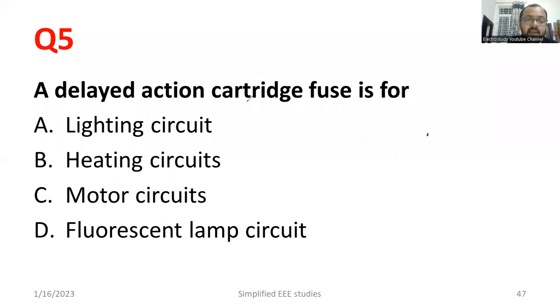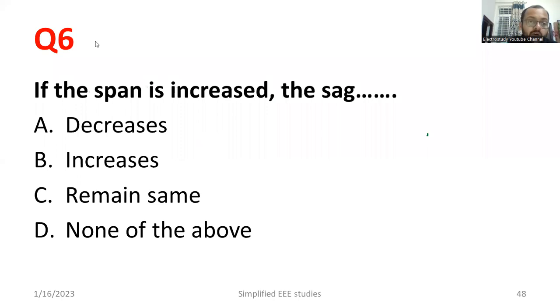A delayed action cartridge fuse is used for. A delayed action, remember. If I talk about motor circuits, initially starting current will be around 5 times of that rated current. So high starting current is produced. At that time, the fuse should not be operated. If the fuse is operated, the continuity of the operation will be delayed. So for that purpose, we should have one delay. So delay action cartridge fuse is mainly used in motor circuits. For a certain delay, initially it won't melt. Understood, no? Moving on to question number 6.